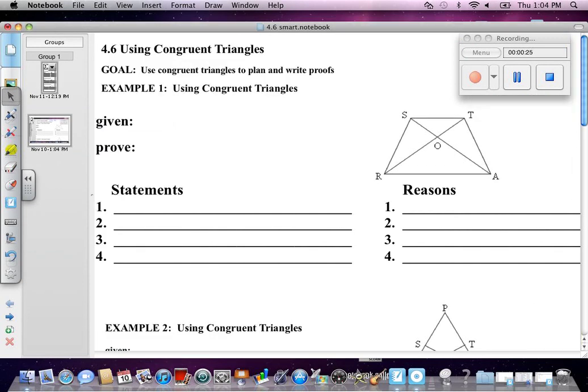Corresponding parts of congruent triangles are congruent. But I am not going to make you write that for a proof. So you can just write CPCTC. On your postulates and theorem sheet, you definitely need to have CPCTC written down for the quiz tomorrow. Okay. Can somebody tell me when you would use CPCTC?